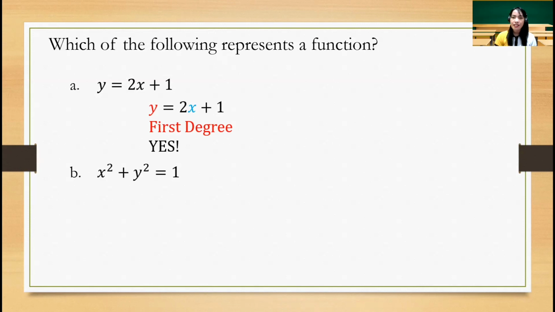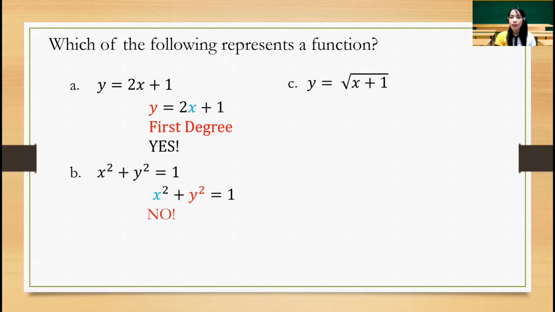What about this example? x² + y² = 1. Meron bang x and y variables? Meron. What about yung degree ng y? 1 ba? No. The exponent of y is 2. Therefore, the second example is not a function.